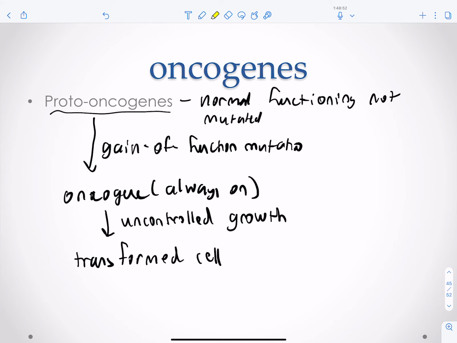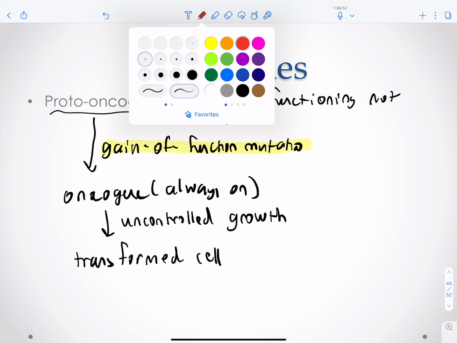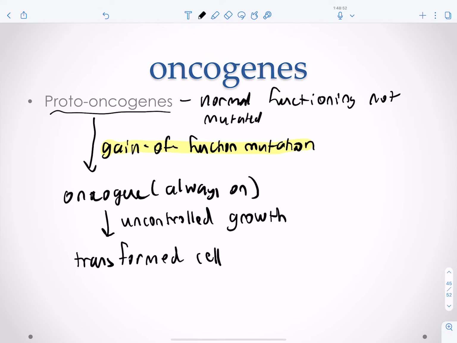All right, so proto-oncogenes are normal, not mutated genes. The proto-oncogene becomes an oncogene when you have a gain of function mutation. Sorry, that should be an N. And then when it becomes an oncogene, that means it's always on and you get uncontrolled growth. And this leads to what is referred to as a transformed cell. And this can be cancerous.